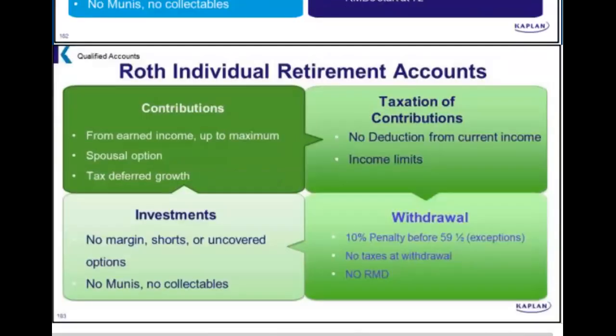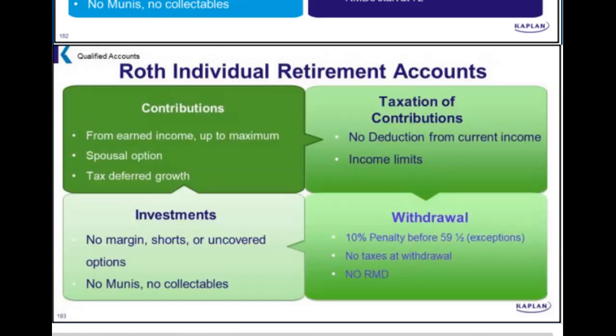The Roth IRA is a lot like the traditional, but there are some major differences. It has the same contribution rules as far as your earned income up to the maximum: what you've earned, or the maximum allowable contribution, whichever is less. It does have a spousal option, just like the traditional. And just like the traditional, as this money is growing, it will grow tax deferred.